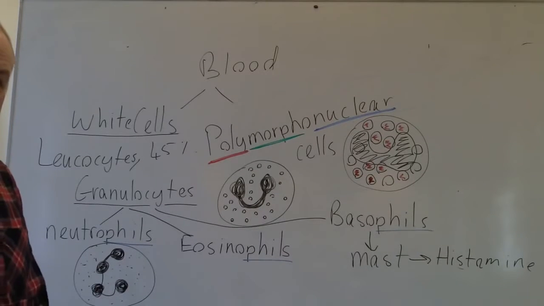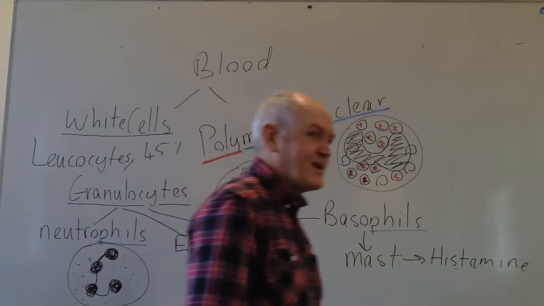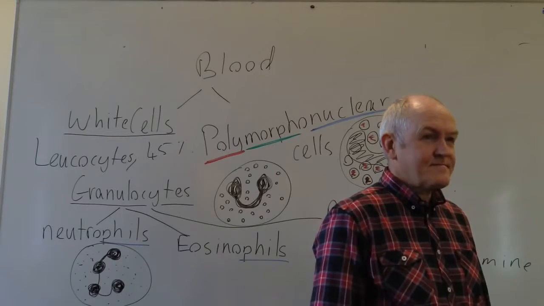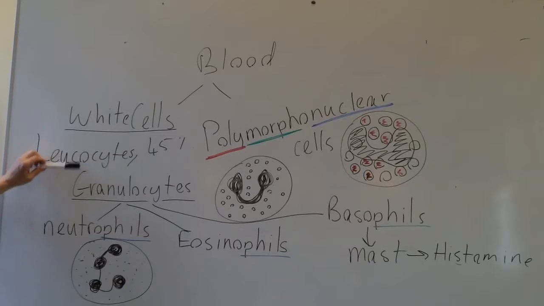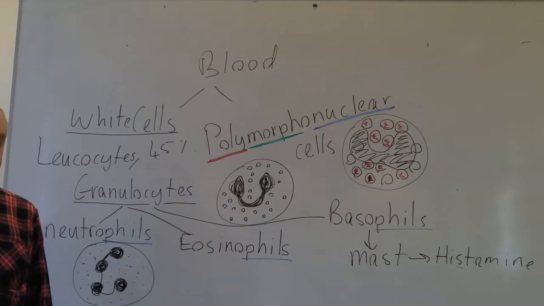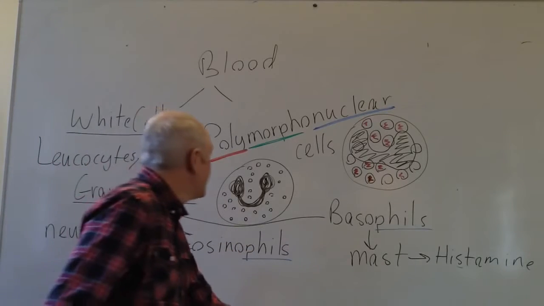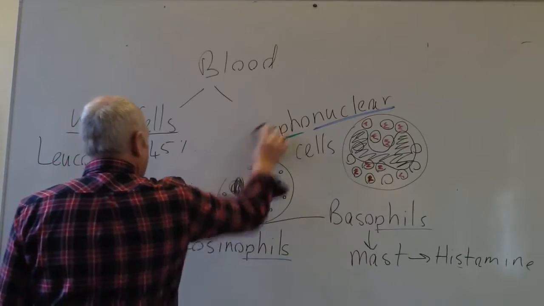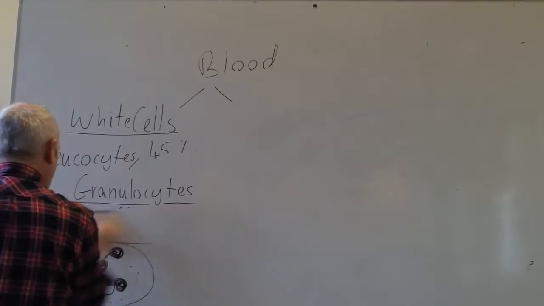So when people are talking about polymorphs, as they do, they're talking about granulocytic leukocytes. Polymorphonucleocytes. Once you've learned the names, it's not so bad. So white cells are leukocytes, granulocytes, neutrophils, eosinophils, basophils. These are the polymorphonuclear cells. Very important in combating ranges of infections and generating inflammatory responses. Is that okay? Good.